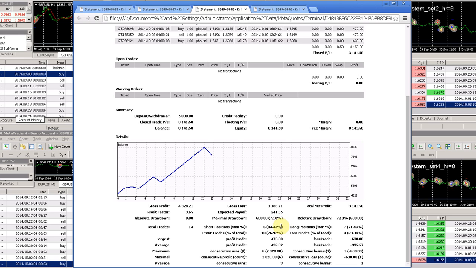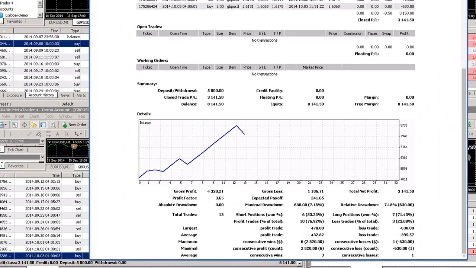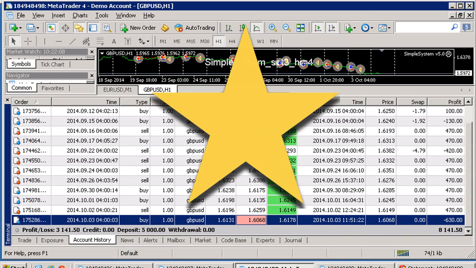I think this is a great set. I think it's something that we would definitely consider taking forward. And so this set receives a great golden star for its performance on the 4-week demo test. And I remind you that it's 4 weeks because that means we've got a substantial number of trades to have significant results that we can consider.